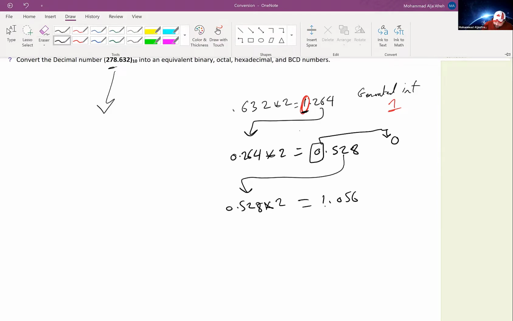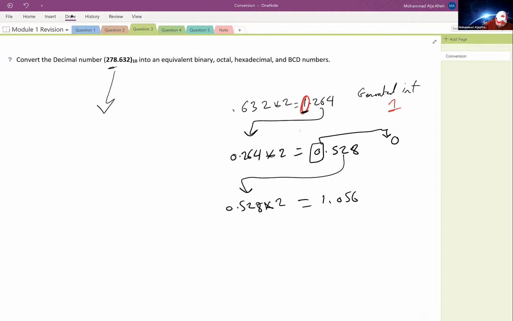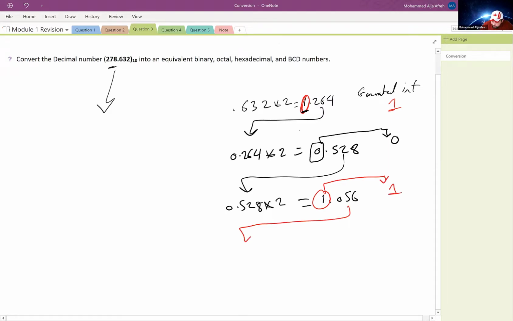I have to strip this part and generate an integer, and make it 1, and this part will become my new fraction. So this will be 0.056 multiplied by 2. That is equal to 0.112.